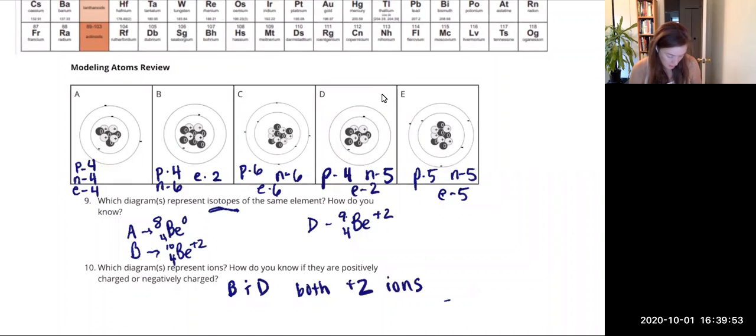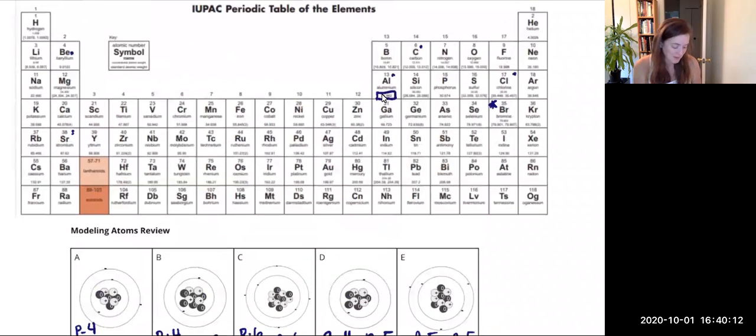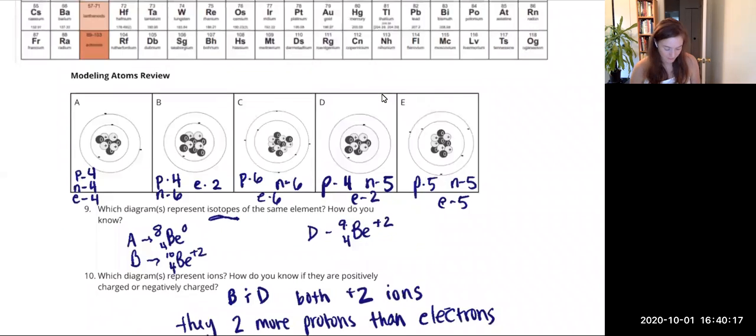And how do we know? They have 2 more electrons. Sorry, they have 2 more protons than electrons. Or you could say they've lost 2 electrons. Either one is correct. Remember what group beryllium is in, right? We'll get more into that later next week.